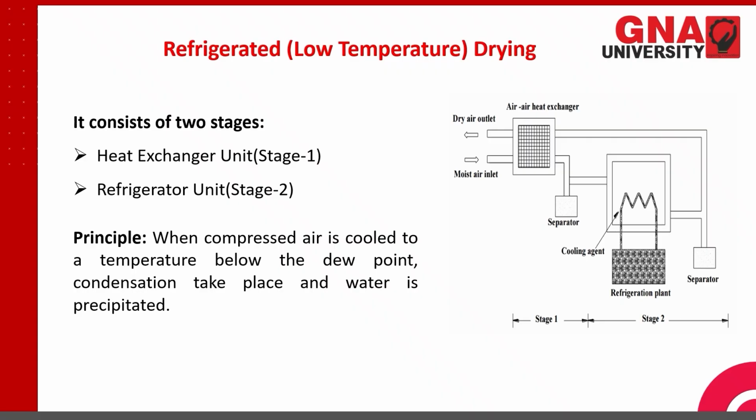So it is pre-cooled in this stage. It pre-cools here and then it moves to the separator. And here in the separator, if some of the moisture has precipitated, then it will get collected here. Then the pre-cooled air will move to the second stage, that is the refrigerator unit.